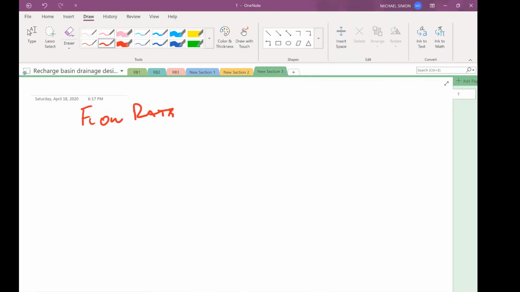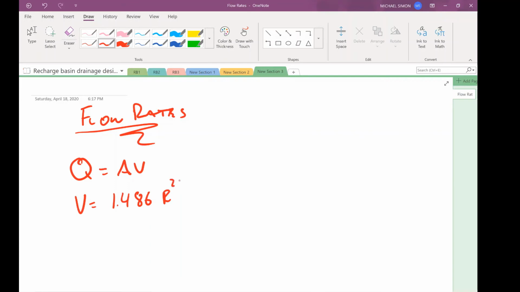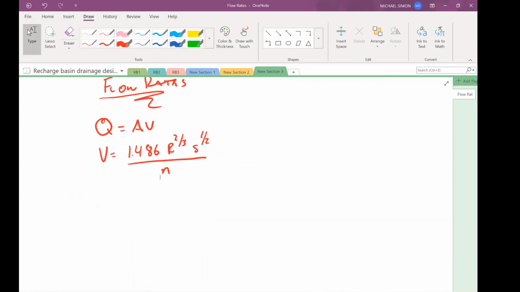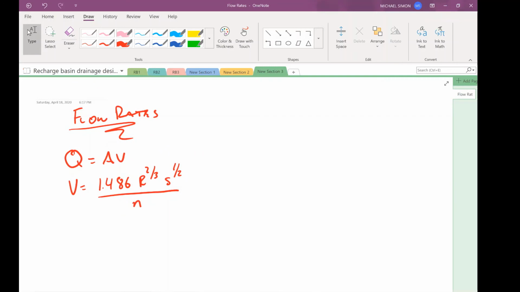Flow rates. There are two equations we're dealing with for flow rates. The first one is Q equals AV, and the second one is the Manning equation, V equals 1.486 R to the 2/3 S to the 1/2 over N. So what do these equations do for us?